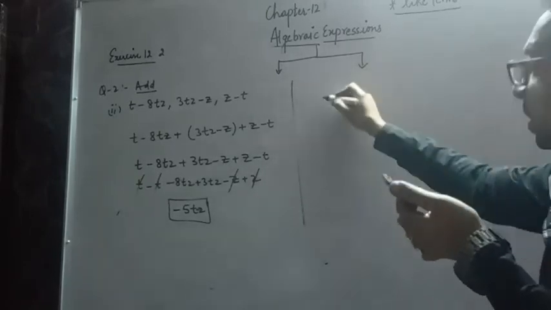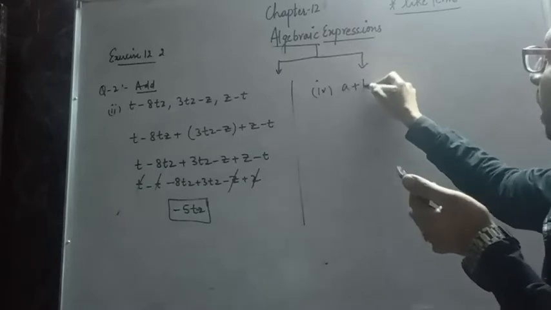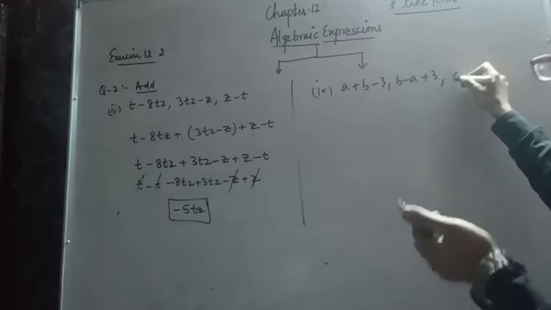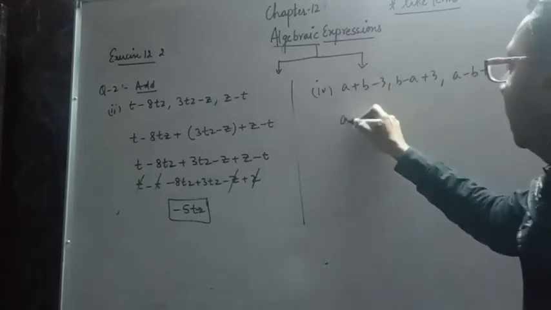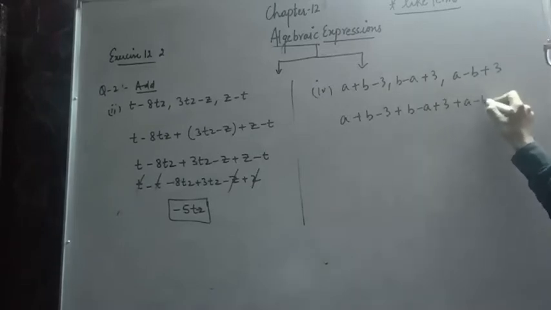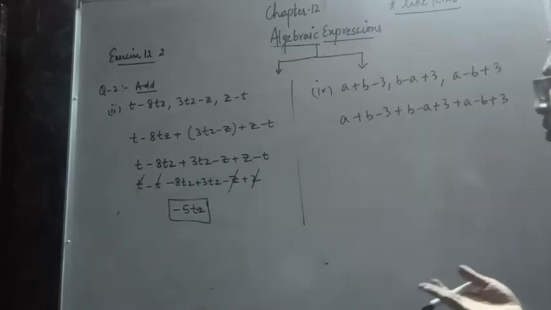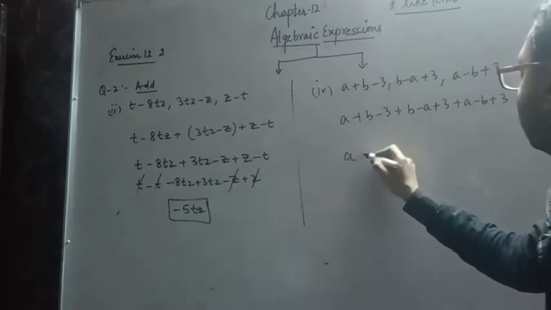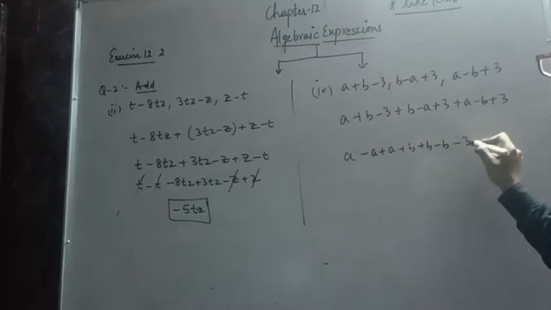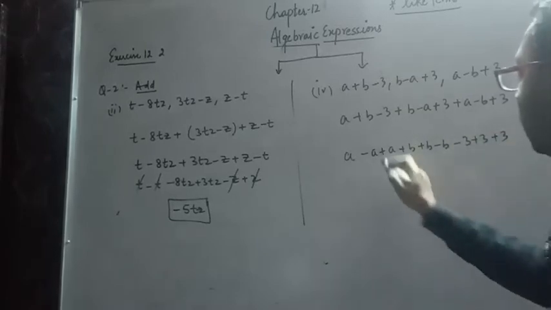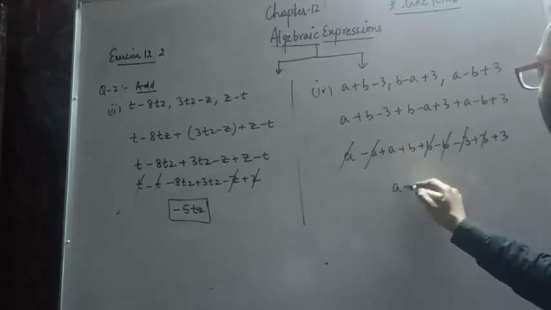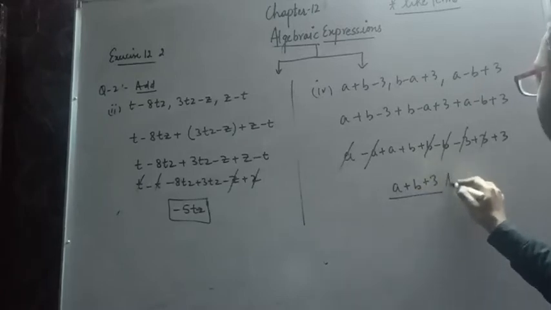I'm doing one more part. I'm taking the fourth part. a plus b minus 3, b minus a plus 3, and a minus b plus 3. Okay, let's add: a plus b minus 3 plus b minus a plus 3 plus a minus b plus 3. As it is, we can write because addition will not bring any change. a comes to one side, plus a minus a plus a, plus b minus b, minus 3 plus 3 plus 3. So plus minus cancel, plus minus cancel, plus minus cancel. What is left? a plus b plus 3 is your answer.